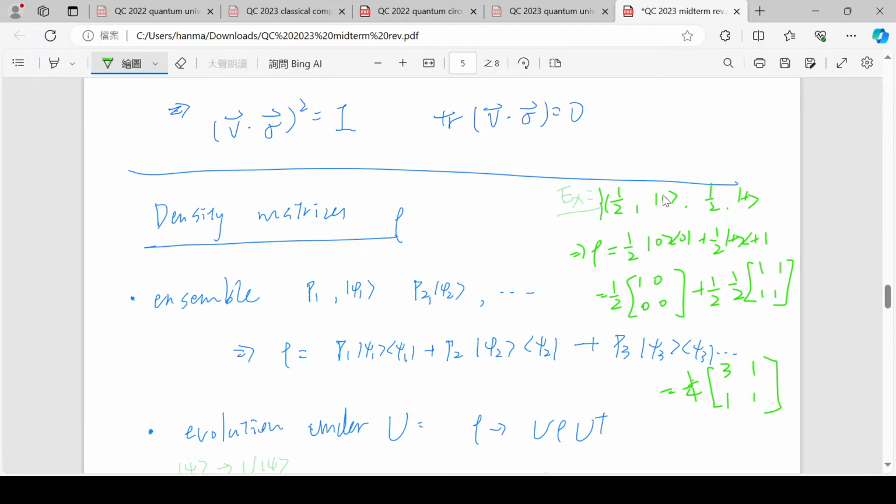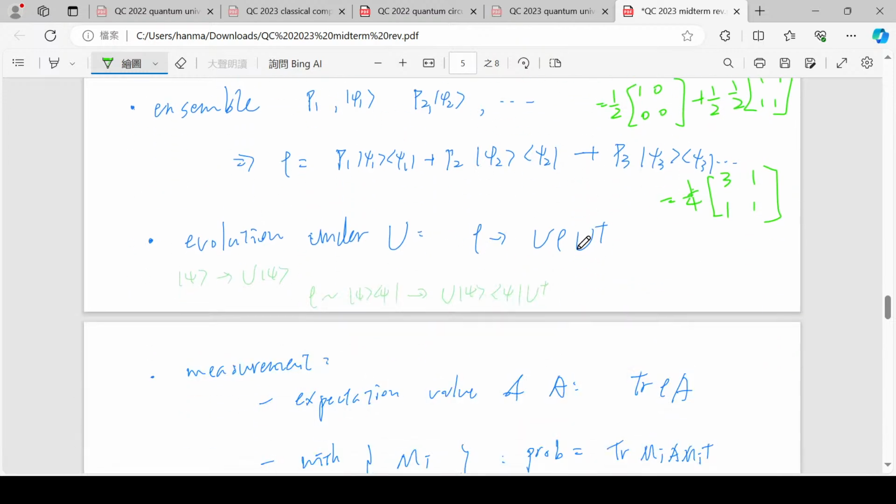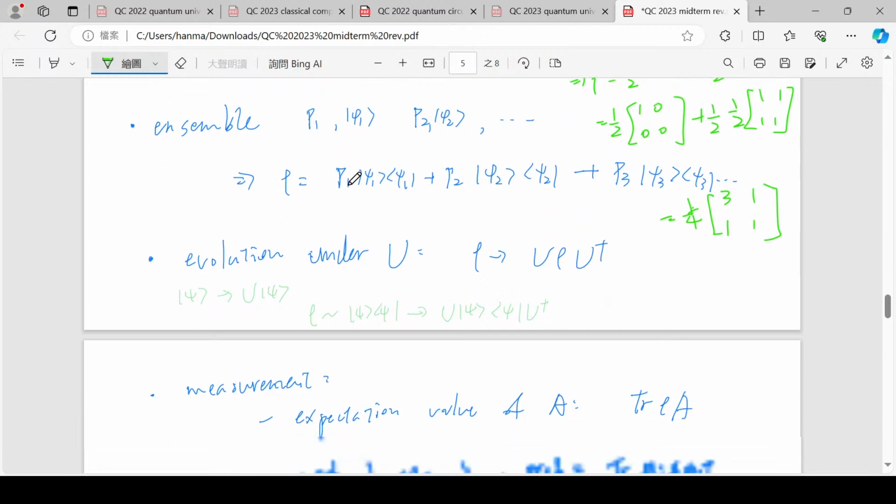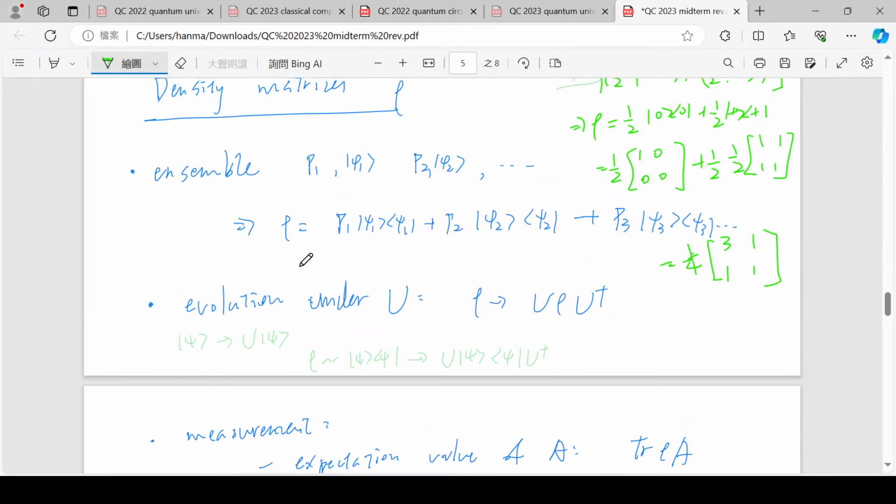So this is the ensemble of probability and state pairs. And we see that the density matrix totally describes it. This is something you can calculate from the ensemble, but we found out that the matrix actually describes everything you want to know about the ensemble. So first, you can do the evolution with this matrix alone.